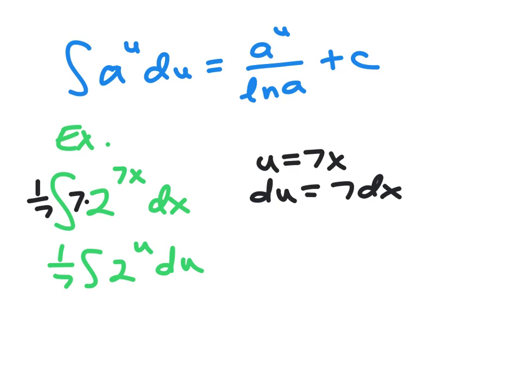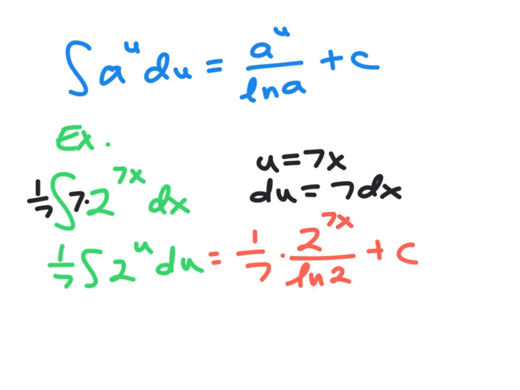And so then the integral of this would be 1/7 times a to the u, so 2 to the u, over ln of a, which is 2, plus c. And of course, you're going to have to actually plug in your u, so I'm going to go back up here and erase that u and rewrite it with what u is actually equal to, which is 7x. And of course, you could write this as one fraction, so I could say this is 2 to the 7x over 7 ln of 2 plus c is my antiderivative.